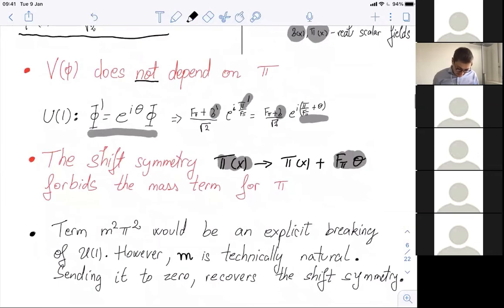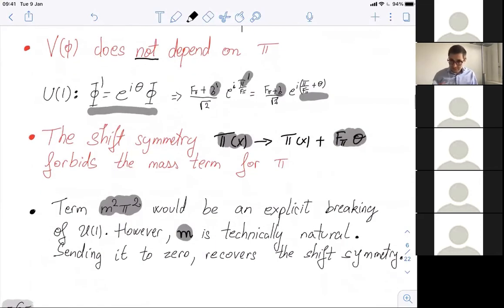But the mass term will explicitly break the U1. However, it is technically natural. M is technically natural, meaning that if we send it to zero, we enhance the symmetry. When we were discussing the hierarchy problem, we mentioned that fermions, for instance, have the chiral symmetry, which makes their mass technically natural. The shift symmetry is something which makes the mass of scalars technically natural, depending also on other things in the theory. So this is the idea of the Higgs as being the pseudo-Goldstone.